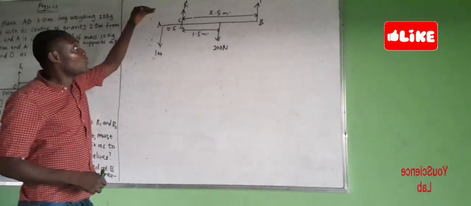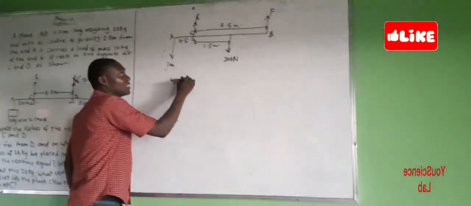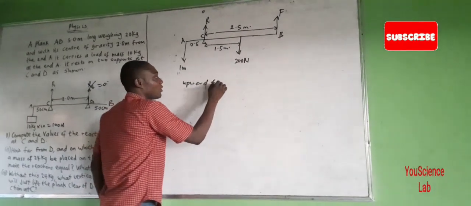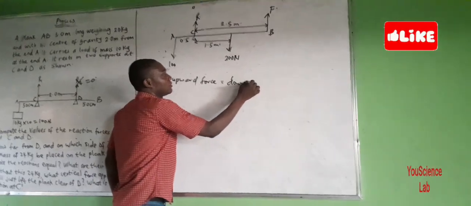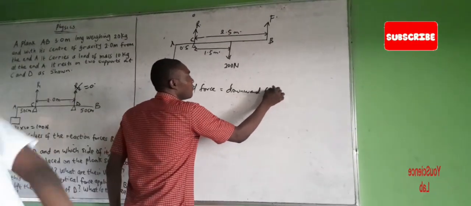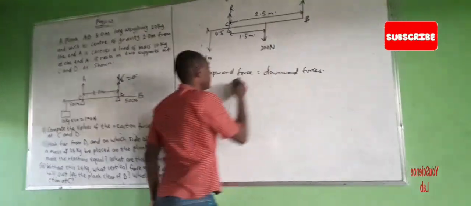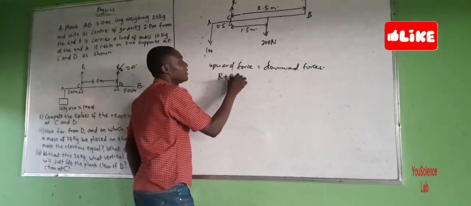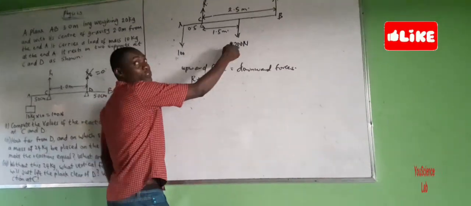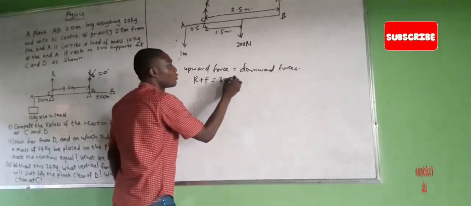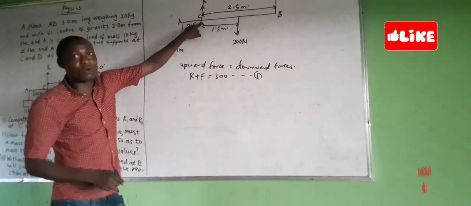Now, we know that because it is in equilibrium, upward forces equal downward forces. So the upward forces are R and F. So R plus F equals the downward forces, 100 and 200. 100 plus 200 is 300. So we call that equation 1 as usual.